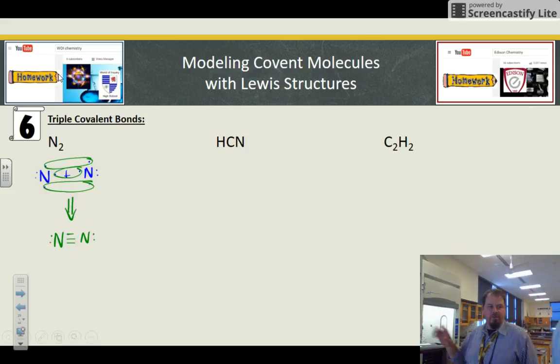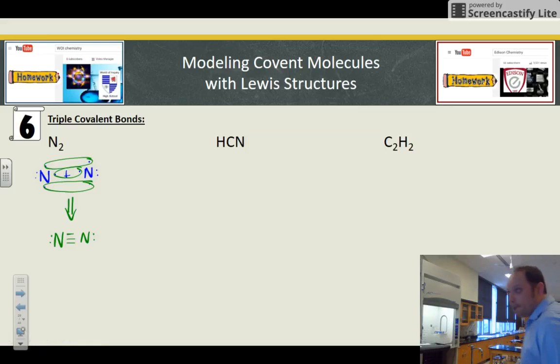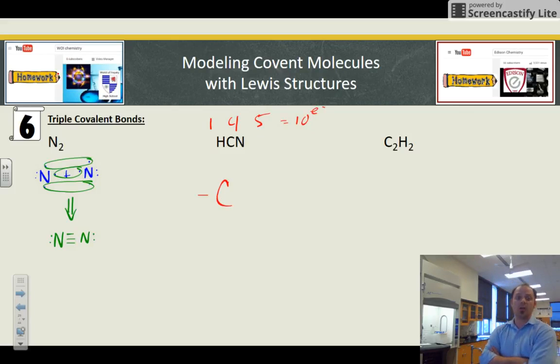And you're good. Don't forget to put in your lone pairs on the outside, and you're good. I'm going to count these ones up. I got 1, 4, and 5 is 10 electrons. 10 electrons to play with. He's going to put carbon in the center, because that's what you do. Nitrogen on one side, hydrogen on the other. 1, 2, 3, 4, 5, 6, 7, 8, 9, 10.